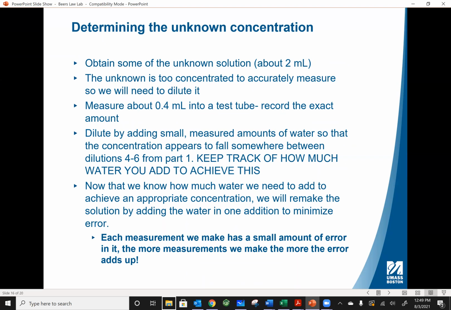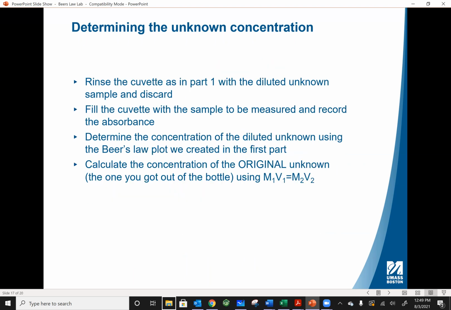Okay, the last thing we're going to do is determine the unknown concentration. So there's going to be some unknown solution, and we are going to measure that absorbance. So we are going to dilute it and then measure the absorbance, I'm sorry. And so then we can figure out what the dilute concentration is. And then using M1V1, we can figure out what the starting concentration was.